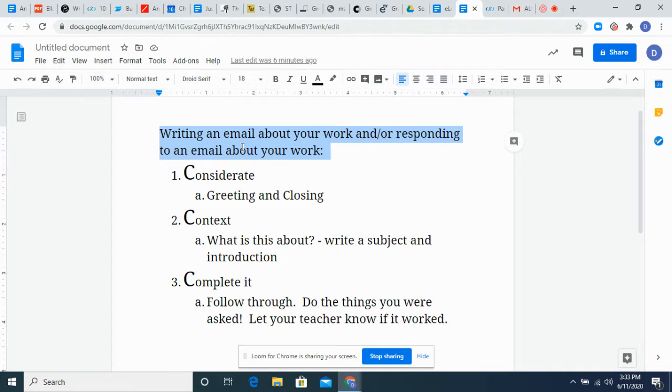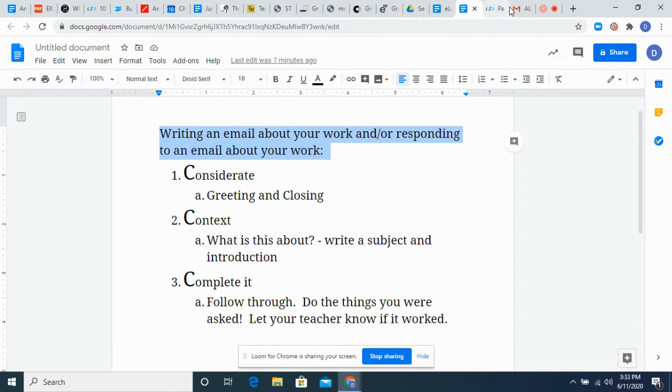And number three, complete, right? Don't just say, great, thanks, which is one of those little options you can press sometimes in your email in a reply. Don't just write, great, thanks. Like, write what you're going to say, write what you're going to do, follow through, and then follow up with your teacher and let them know if it worked or not.